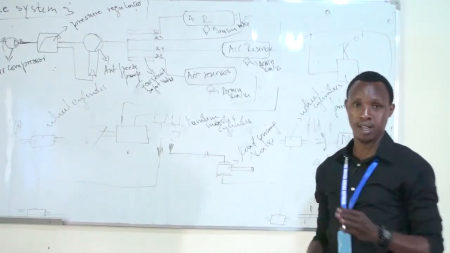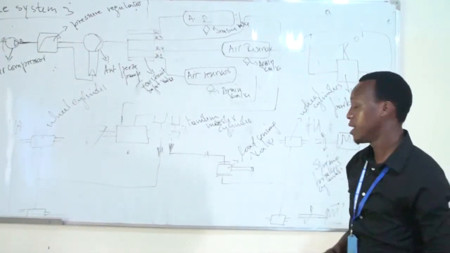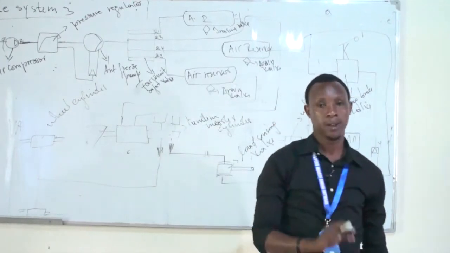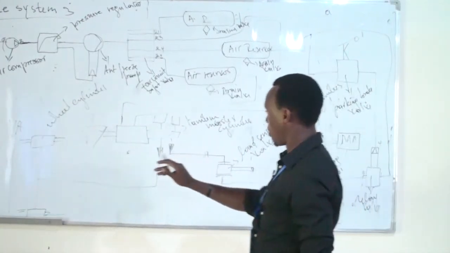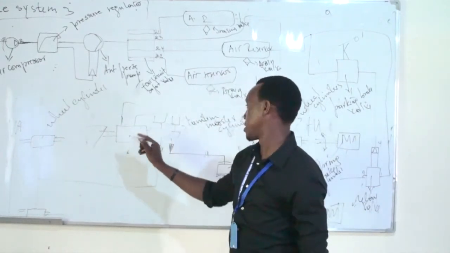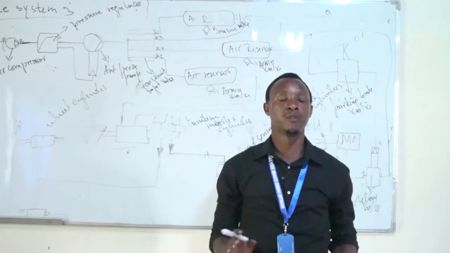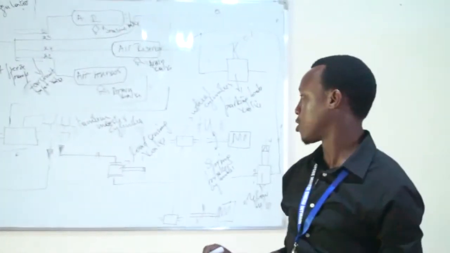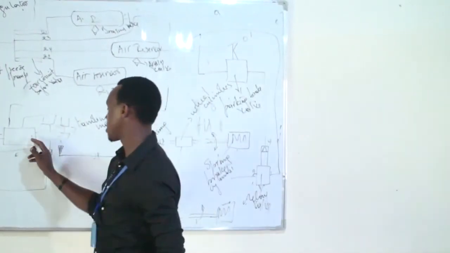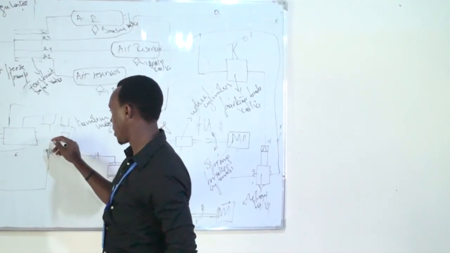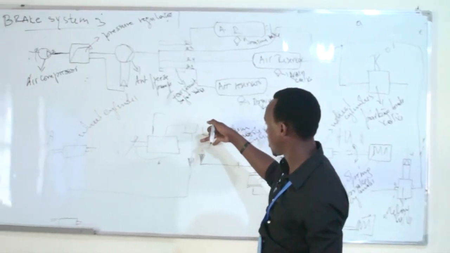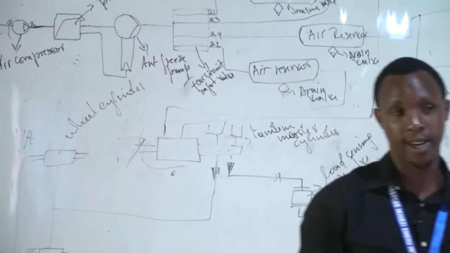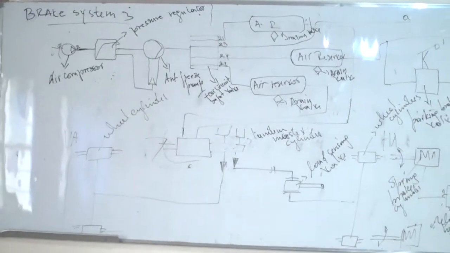So you are going to see how the service brake system will be done. The service brake system will be activated whenever the driver acts on the brake pedal. This means that if we push the brake pedal, this system will help the driver. It will boost the driver's force, and the air helps to push the hydraulic fluid which is contained in this tandem master cylinder and go to the wheel cylinders. That is how the service brake system will be done.